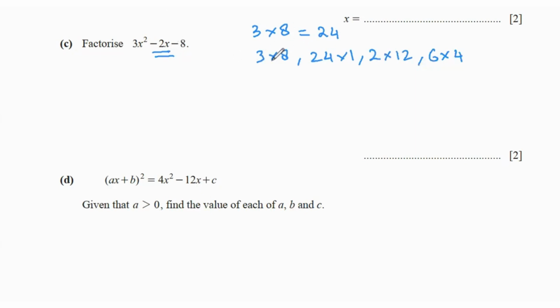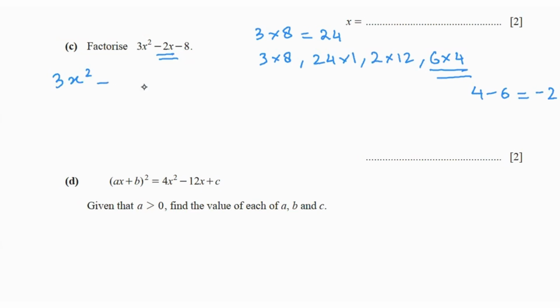We know 3 and 8 won't do that. 24 and 1 are also not going to do that. Same with 2 and 12. But 6 and 4, we know that 4 minus 6 is -2. Hence, it's going to be 3x squared minus 6x plus 4x minus 8.